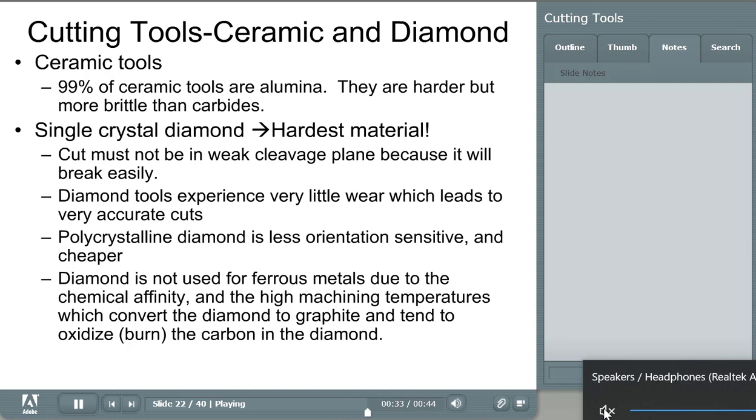Diamond is not used for ferrous metals due to the chemical affinity and the high machining temperatures which convert the diamond to graphite and tend to oxidize or burn the carbon in the diamond.